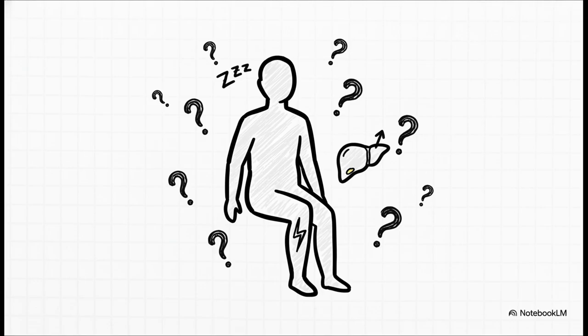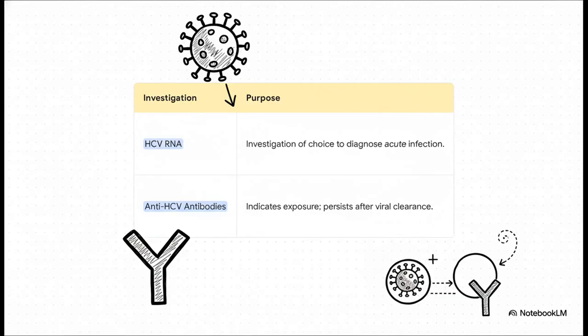And for that 30% who do get sick, the features are notoriously vague. We're talking fatigue, some joint pain, maybe a bit of jaundice from a temporary spike in their liver enzymes. You can see how easily this could be missed. It's exactly why you need that high index of suspicion based on risk factors. So when you do suspect it, picking the right test is everything.